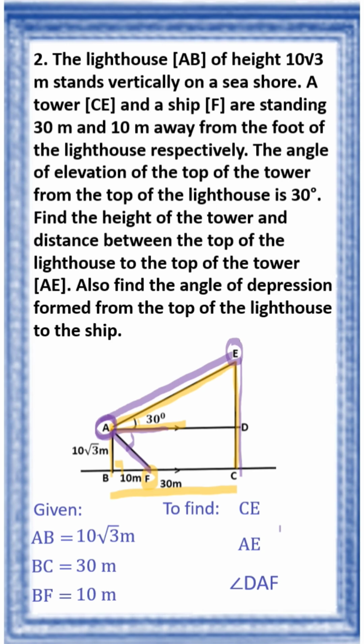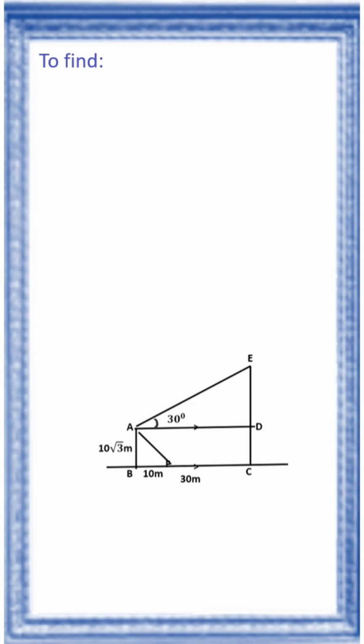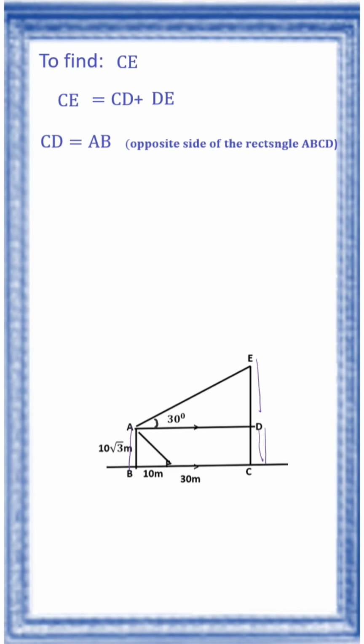Angle DAF means angle of depression from the top of the lighthouse to the ship. Now let us find CE, height of the tower. CE is equal to, observe the figure, CD plus DE. Here CD is equal to AB. Why? They are the opposite sides of the rectangle ABCD. Now AB we know it is, look at the figure, 10 root 3. So CD is also equal to 10 root 3 meter.